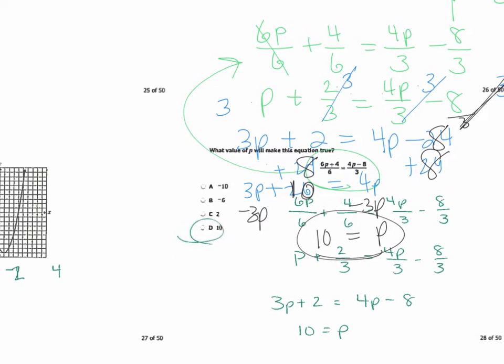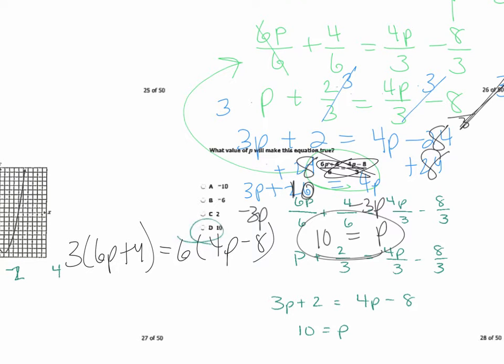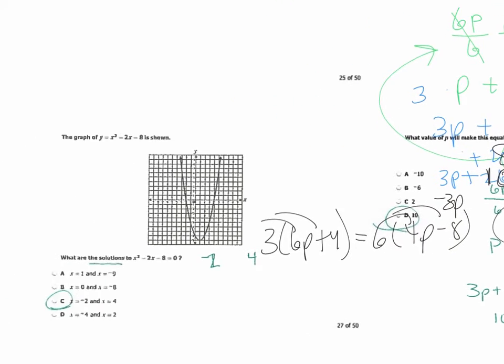Another way you could have done this is you have fraction equals fraction, you could have cross multiplied. So I could have said 3 times 6p plus 4 equals 6 times 4p minus 8. I just did the butterfly method and cross multiplied. And then I would distribute and solve, and I'd get the exact same answer.